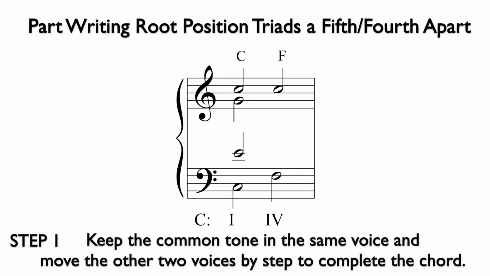The common tone between a C and an F chord is C, so we will keep the C in the soprano voice. Since the soprano voice is already provided, we can see that the common tone is there. Next, we will move the alto and tenor notes by a step to complete the chord. The alto G will move to A, and the tenor E will move to F. We now have a completed F chord using Step 1.